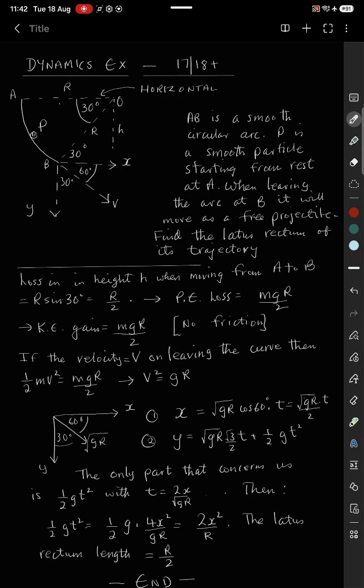Hello and good morning. Here we want to do an exercise in dynamics which is suitable for years 17, 18 and above. So the diagram shows a smooth circular arc AB which subtends an angle of 30 degrees at the center. And A is on a level with the center of the circle.